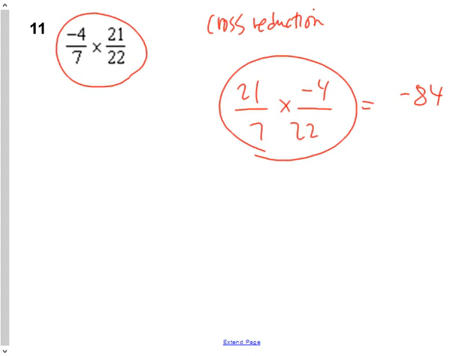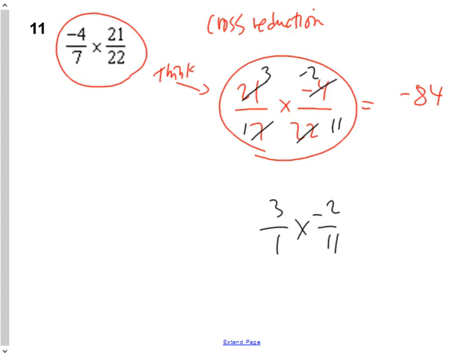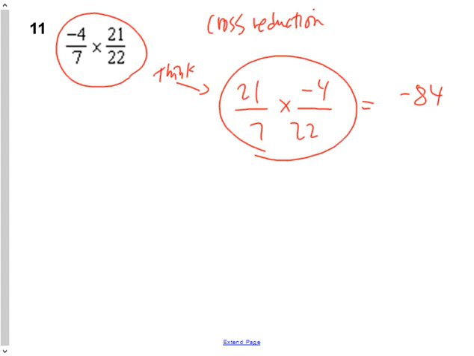And if I think of it this way, I don't have to start with 21 over 7, because 21 over 7 is really 3 over 1 in lowest terms. And negative 4 over 22 is actually negative 2 over 11 instead. So I could have multiplied 3 over 1 by negative 2 over 11, and I still would have gotten the same answer. By swapping the numerators, I end up with something that I can cross-reduce.